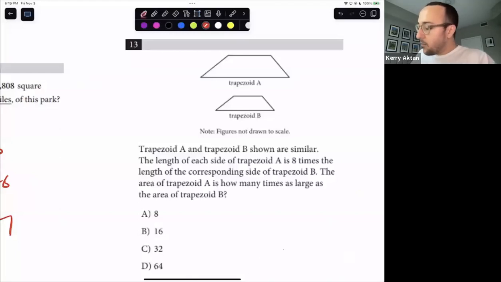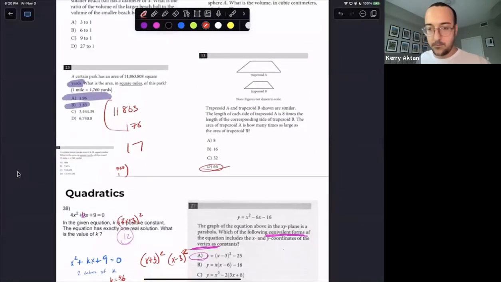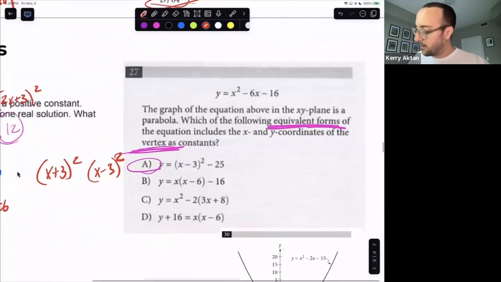Yep. So remember that if I've multiplied the figure by 8, if every side has grown by 8, the length has grown by 8, but the width has also grown by 8. Remember, you have to multiply that conversion factor twice because it's an area. 8 times 8 is D. It's 64 times as big. I don't know if that made sense.